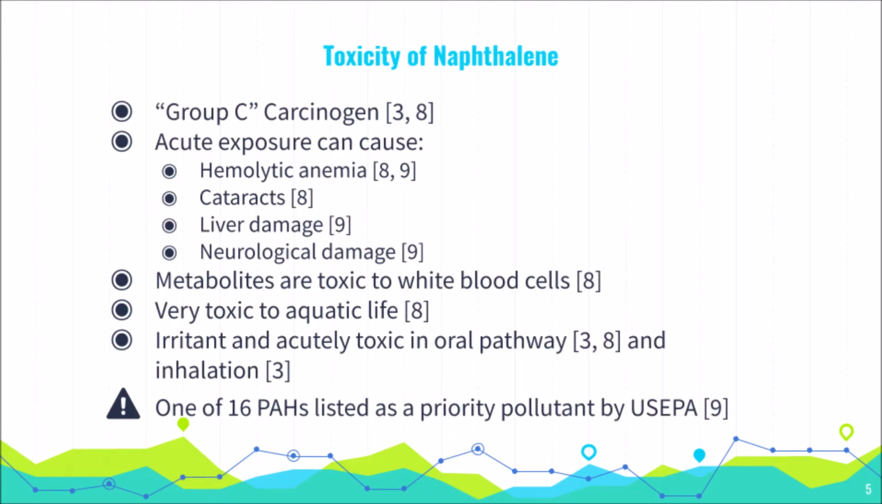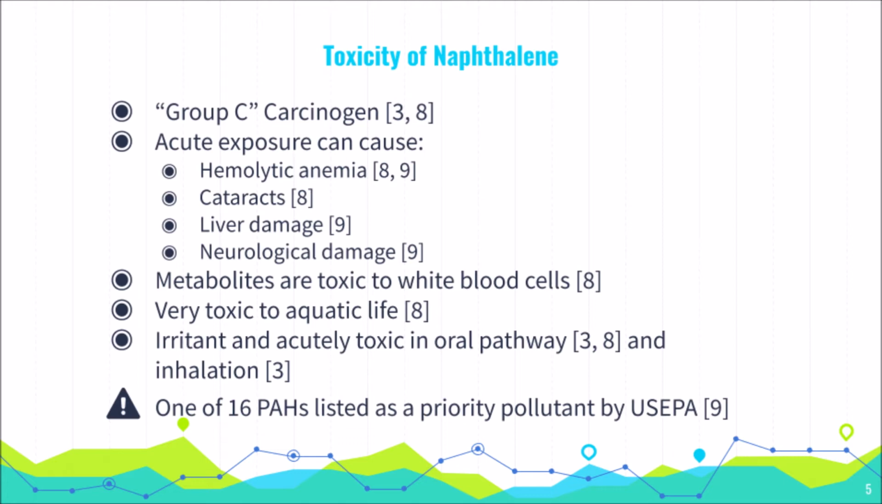Naphthalene is classified as a possible carcinogen based on animal studies and some case studies where exposure to PAH mixtures which included naphthalene did increase the risk of cancer, although to be certain if naphthalene itself is a carcinogen, more study would be required. However, acute exposure can cause hemolytic anemia, cataracts, liver damage, and in infants it can cause neurological damage.